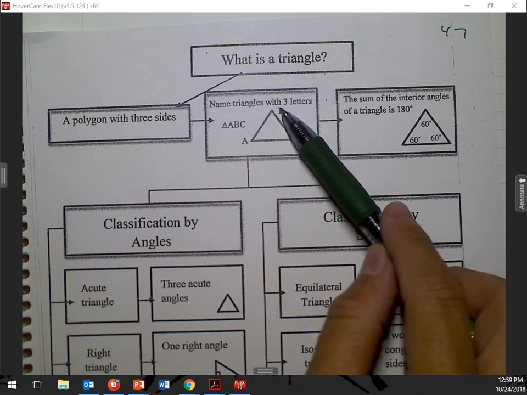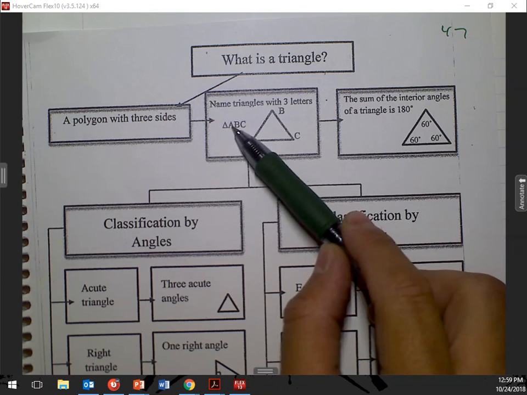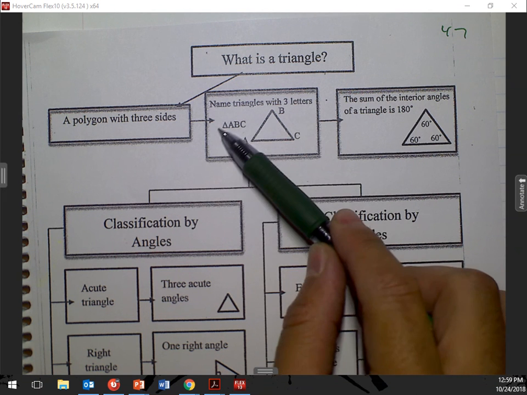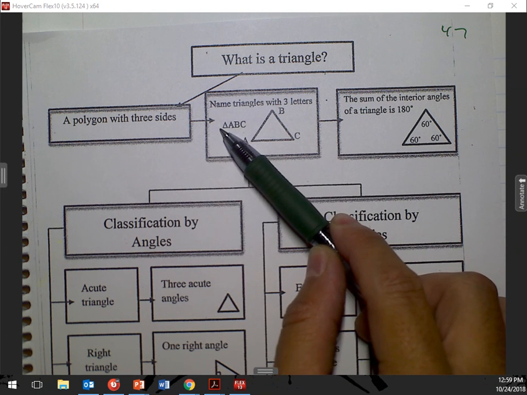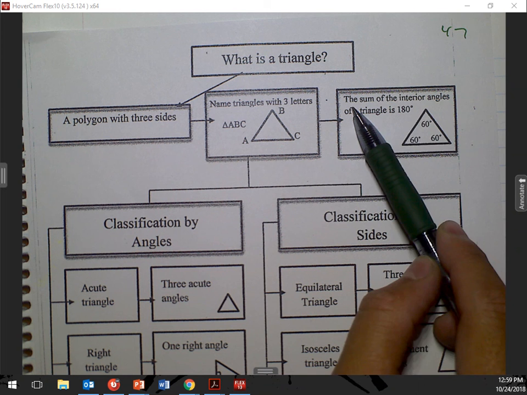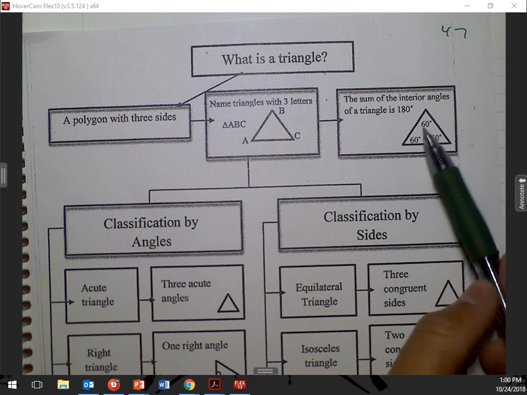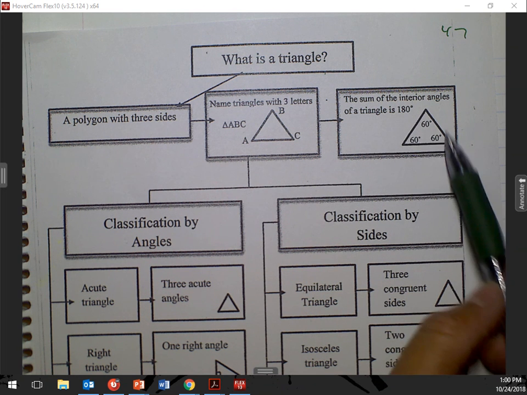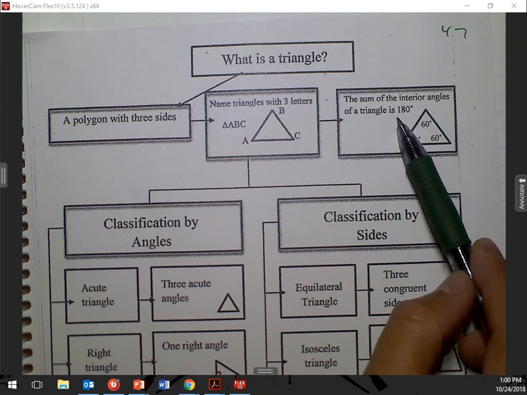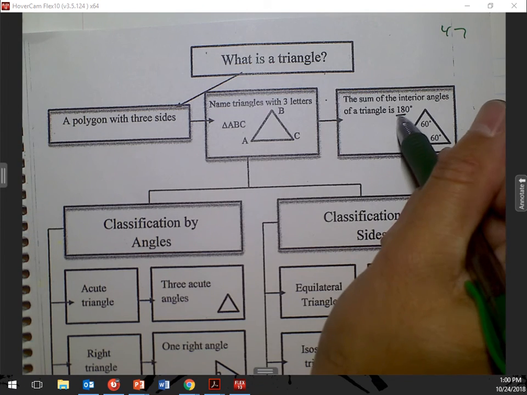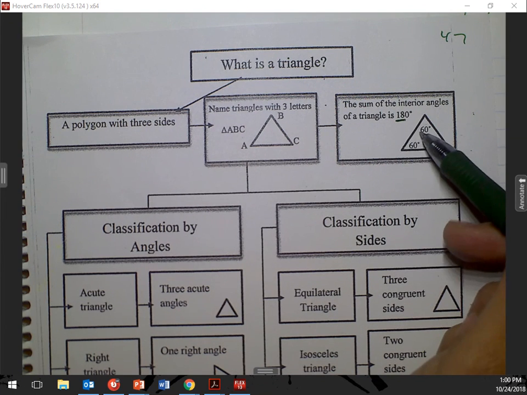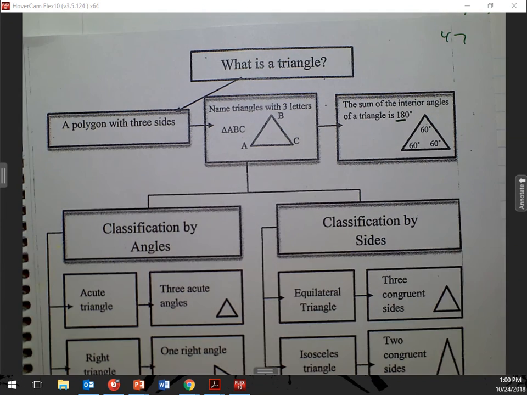Name a triangle with three letters. We have triangle ABC, ABC with the triangle symbol, which is just a triangle. The sum of the interior angles of a triangle: that means all three angles together have to add up to 180. All three, no matter the size, will always add up to 180.